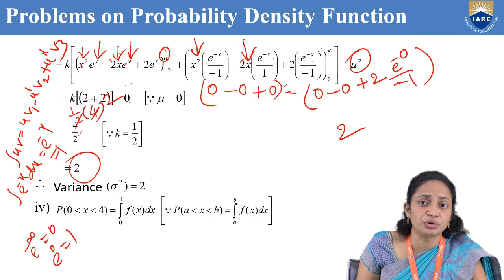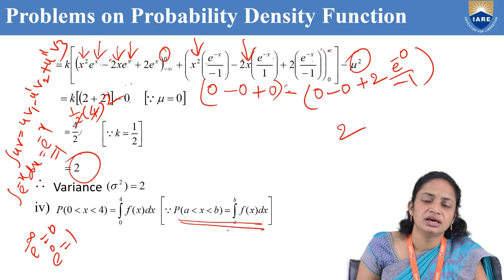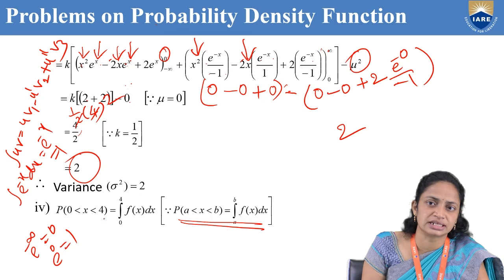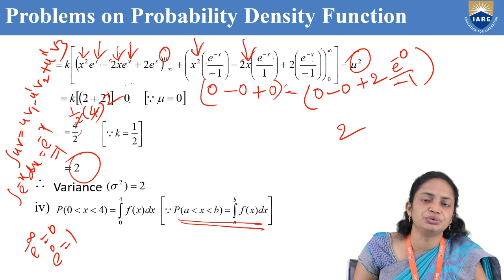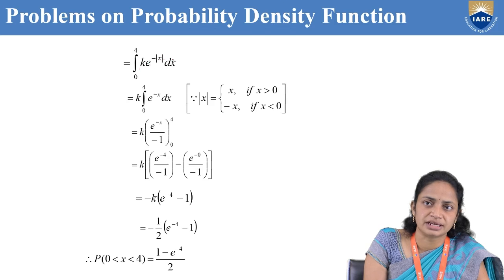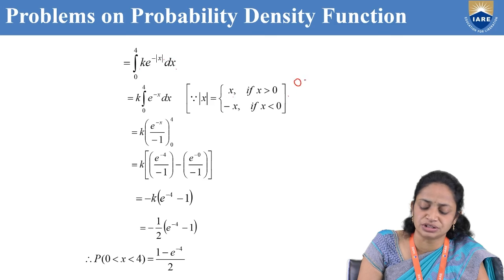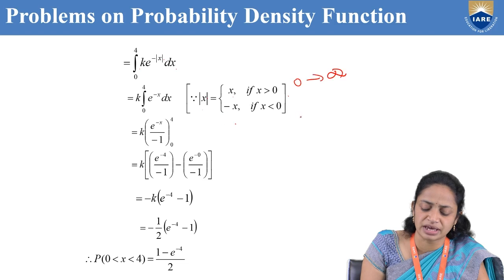And also we have one more question. That is the probability of 0 less than x less than 4. According to this formula, the probability of a less than x less than b is the integration over a to b of f of x dx. So the probability of 0 less than x less than 4 is equal to the integral from 0 to 4 of f of x dx. So what is f of x? f of x is k into e power minus modulus of x. We know that mod x equals x where x is greater than 0, and mod x equals minus x where x is less than 0, that means minus infinity to 0.